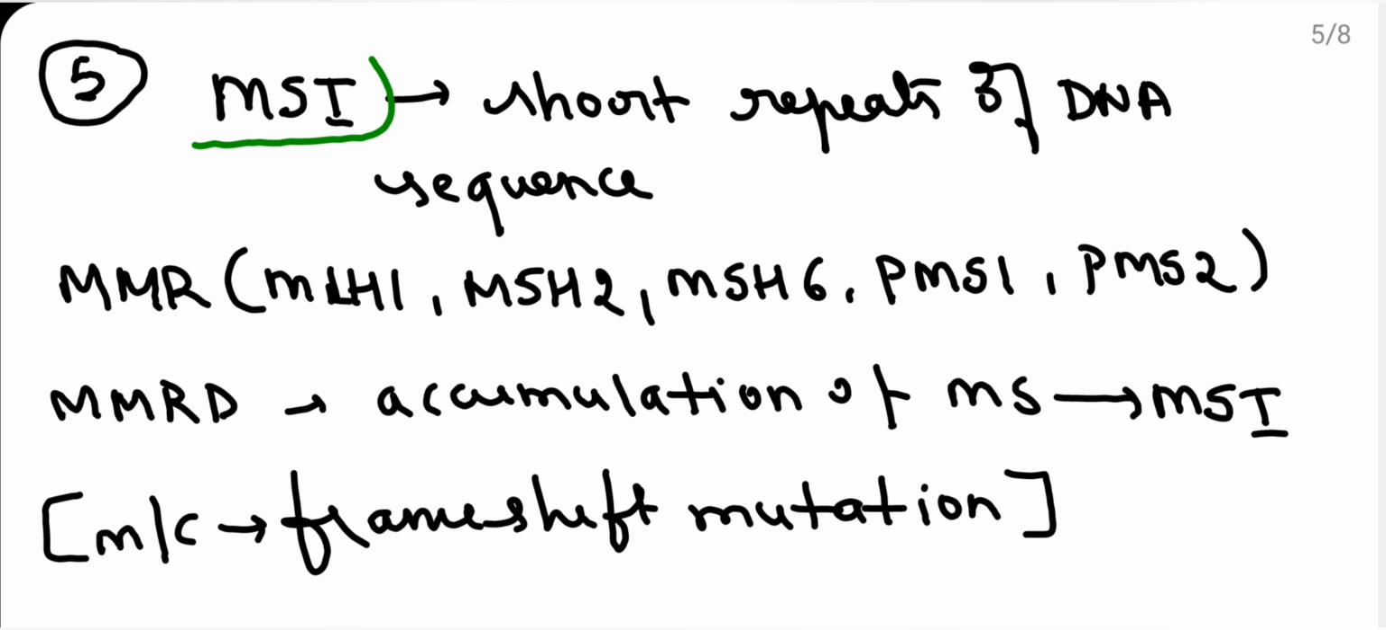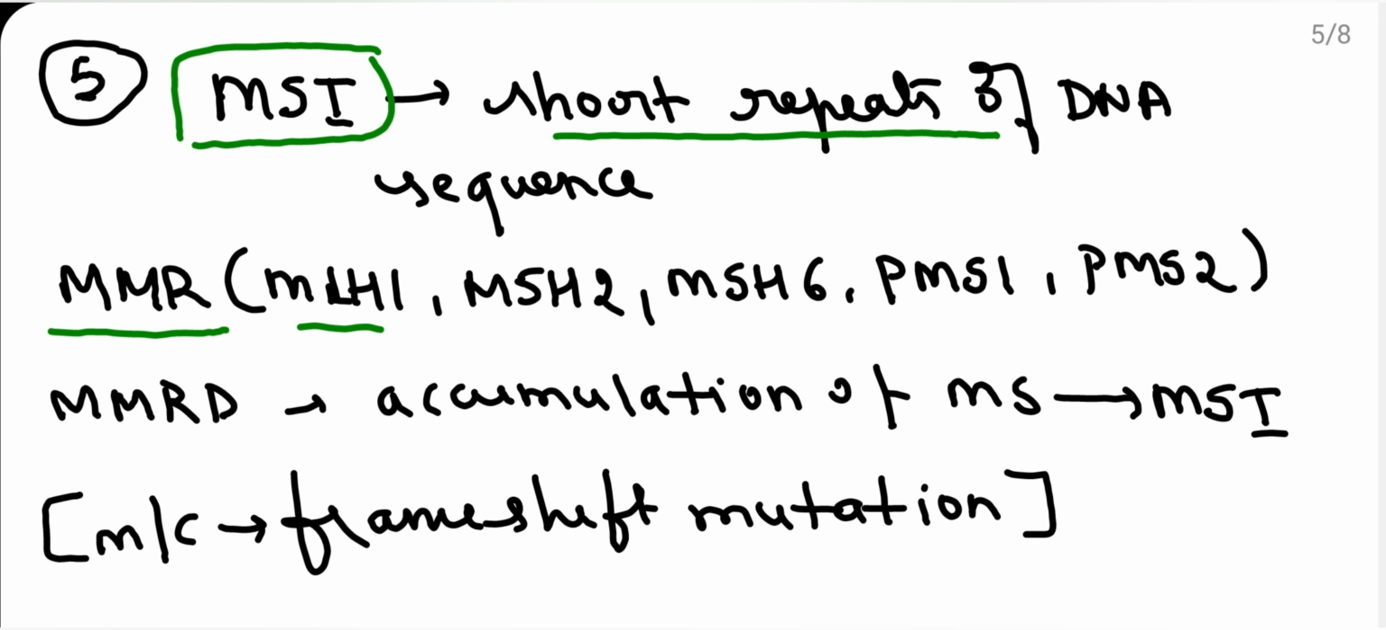Microsatellite instability is a whole topic by itself, but to brief about it here. What are microsatellites? These are short repeated sequences of DNA. Before knowing that, you have to know MMR. What is MMR? Mismatch repair genes. What are these mismatch repair genes? They are MLH1, MSH2, MSH6, PMS1 and PMS2.